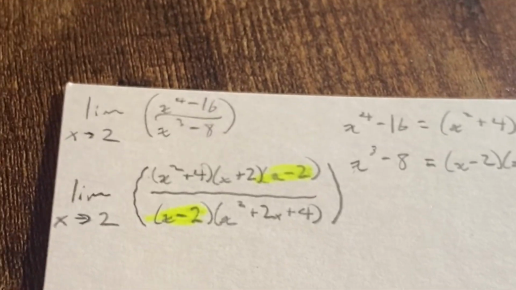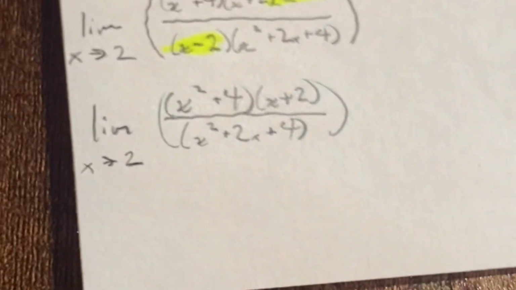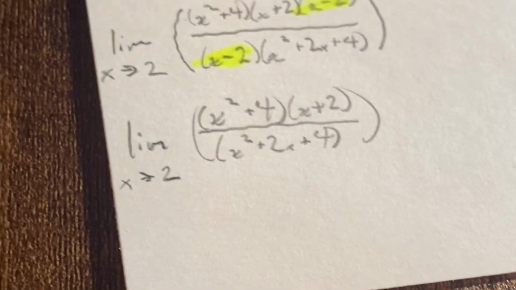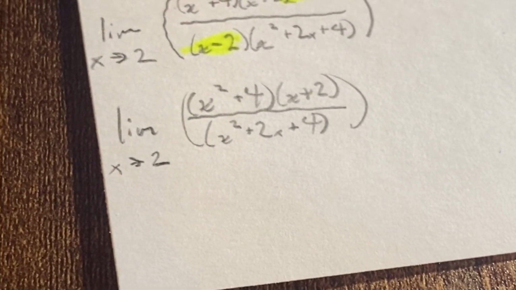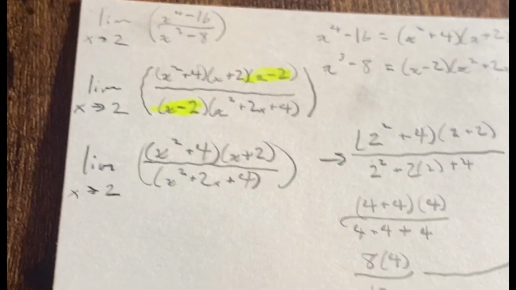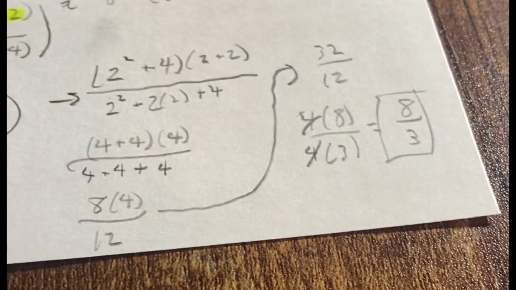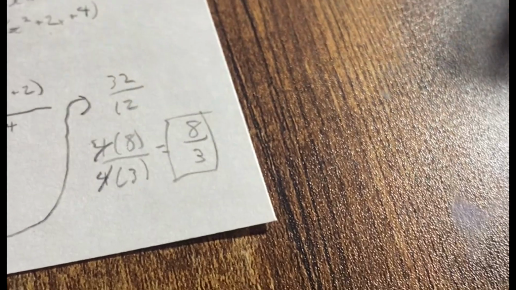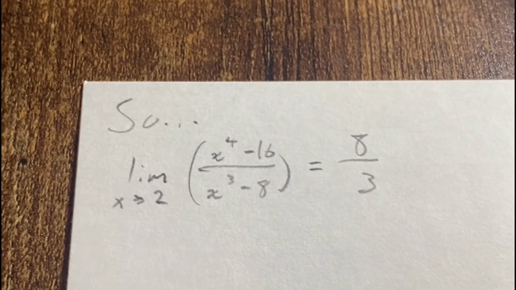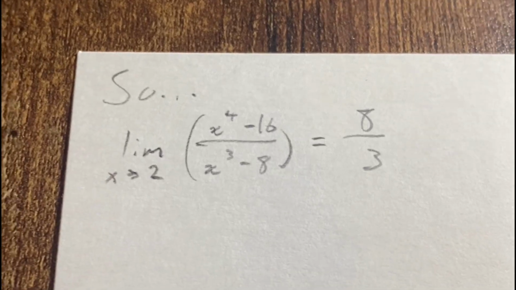Let's just reduce these out and see what we end up with. And we have a different looking limit now. So we can actually try out our direct substitution on this now. So now we do direct substitution, and we get 8/3. So the limit as x approaches 2 of x to the fourth minus 16 over x cubed minus 8 equals 8/3.